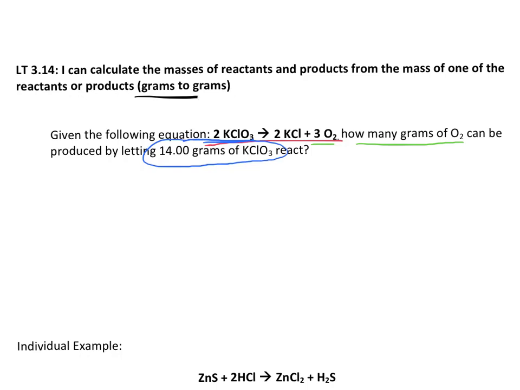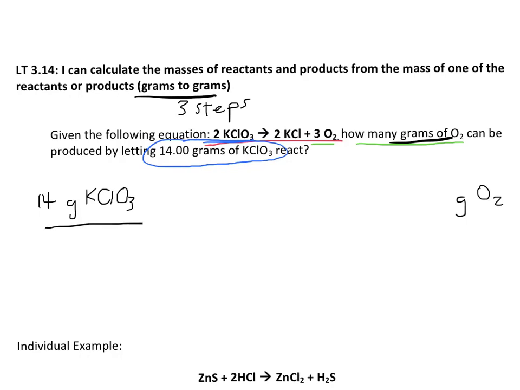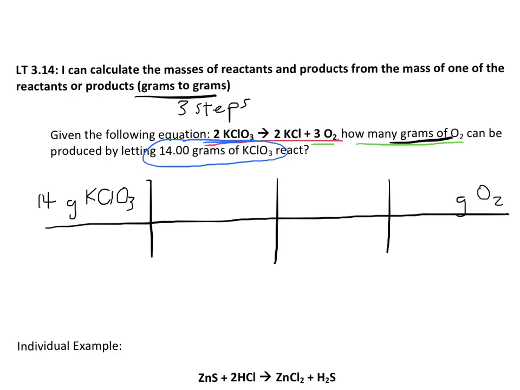So all of these grams to grams questions are going to be what we call like 3 steps or 3 conversion factors. We're always going to start by writing our known value, which is 14 grams of KClO3. And we know that at the very end, the numerator in our last conversion factor is going to be grams of O2 because we are trying to find that. So we're going to need to actually use 3 different conversion factors every time we do a grams to grams question.